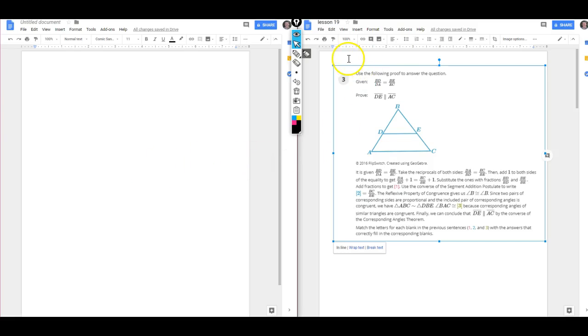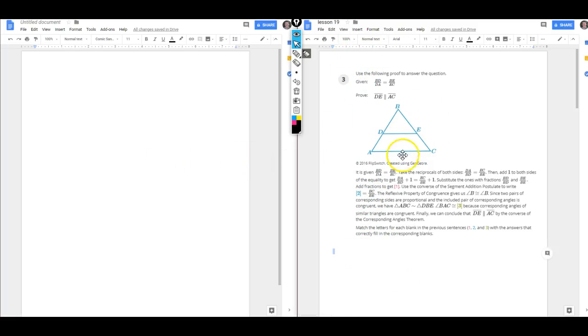All right, so this is for lesson 19, question 3, and stepping through this proof. Use the following proof to answer the question. So we're given that BD divided by DA is equal to BE divided by EC. So that means that whatever this measurement divided by DA's measurement has to be equal to the measurement of BC divided by EC's measurement. We want to prove that segment DE is parallel to segment AC.